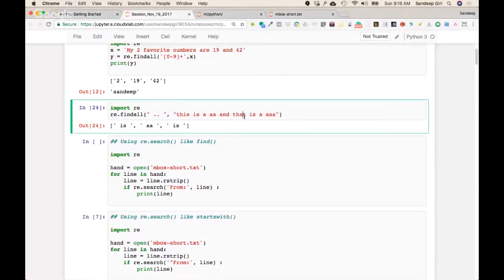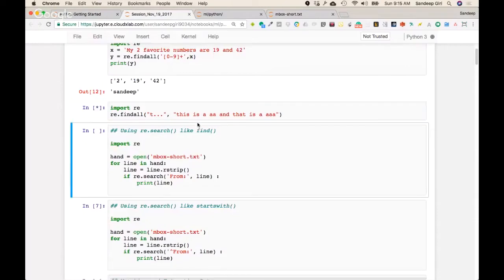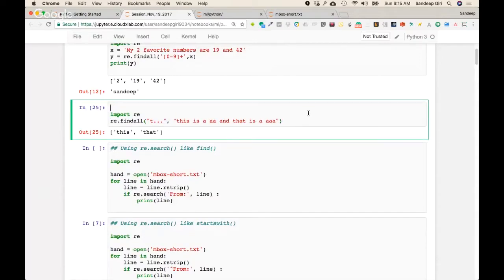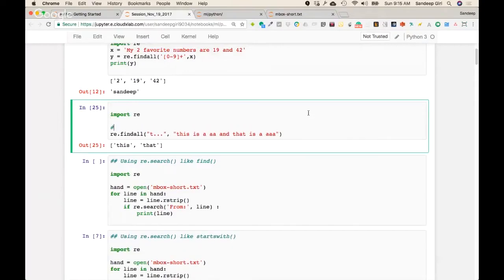All right, I will talk about differences between findall, match, search, and other things, but let's just focus on this. Okay, so if I'm looking for t followed by one to three characters, then you can see that it has found this and that. Any three characters. So dot means any single character. Good.